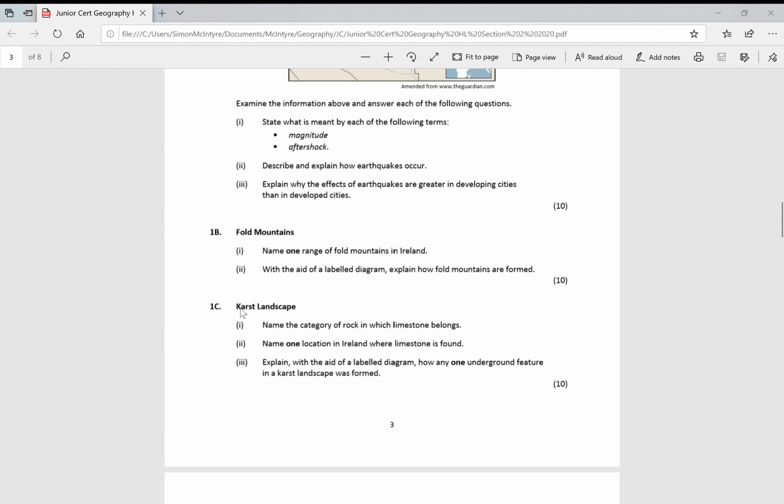1C, karst landscape. Part 1, name the category of rock in which limestone belongs. Part 2, name one location in Ireland where limestone is found. And Part 3, explain with the aid of a labelled diagram how any one underground feature in a karst landscape was formed.